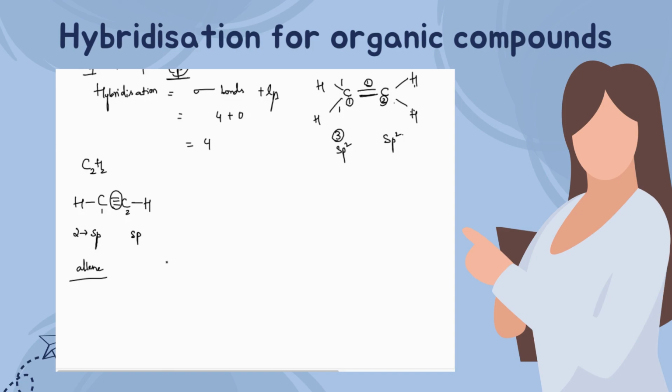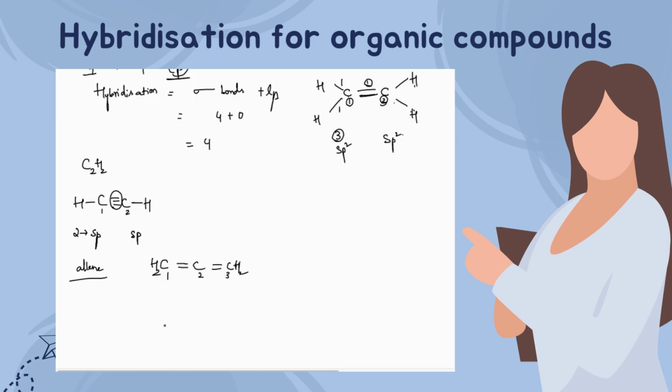Okay, what is an allene? When there are continuous double bonds in a 3 carbon compound. This is the formula of an allene, or the structure of an allene. Okay, so we need to look at the hybridization of each and every carbon. Let us number it 1, 2, 3.